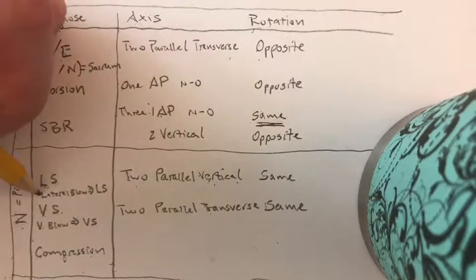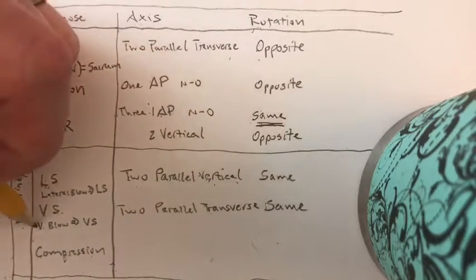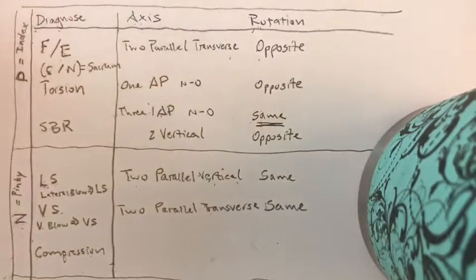Also, you should remember that a lateral blow is going to give you a lateral strain, and a vertical blow is going to give you a vertical strain.